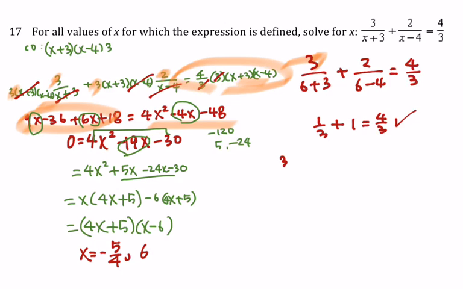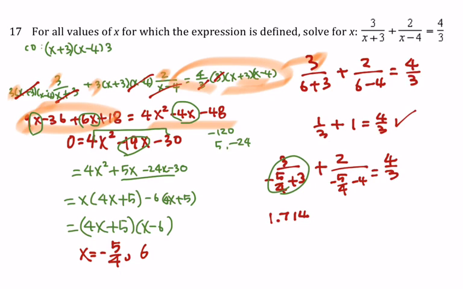We're going to plug in negative 5 over 4, but you can use your calculator to check this one as well. So this is how I plugged in, and I calculated each fraction at a time. So the first fraction here ended up being 1.714. Second one was negative 0.381. When I combined them together, it was that way. But 1.3333 is in fact equal to 4 over 3. So in fact that works out as well. So both of them are our answers.